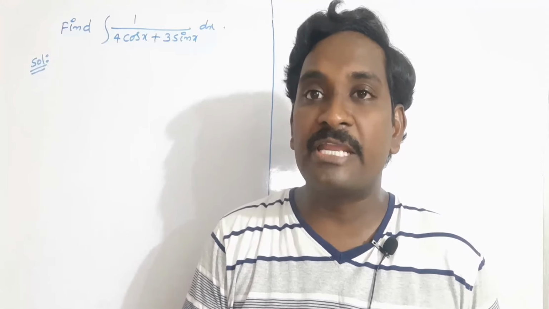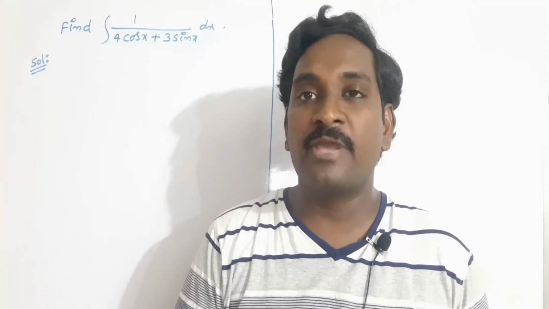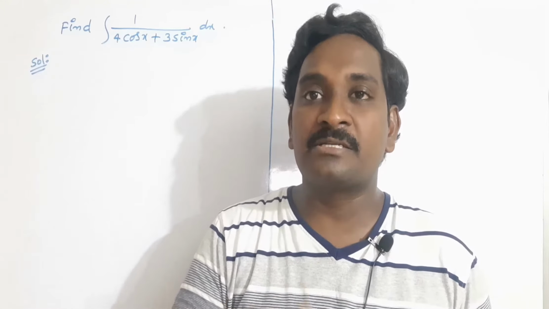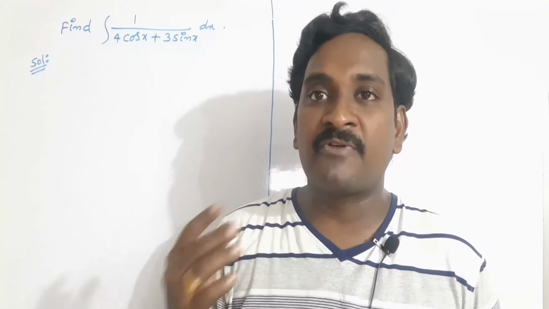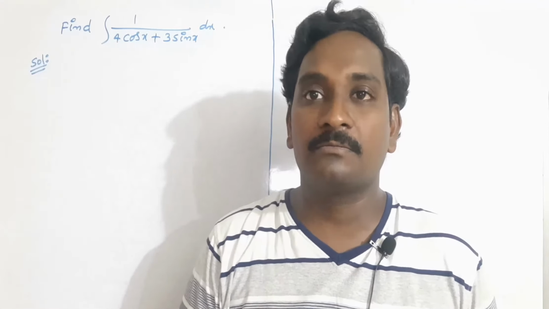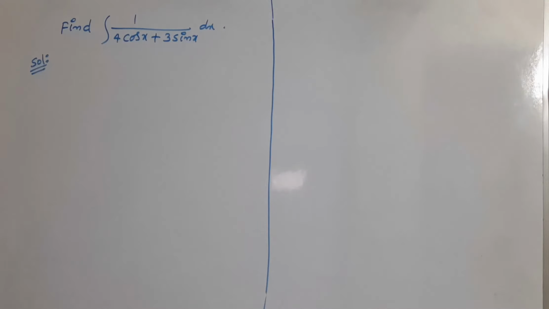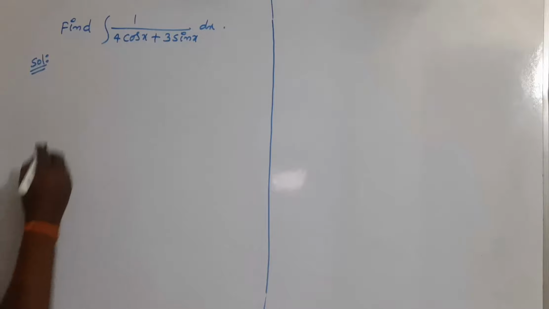First of all, we should replace the sin value and cos value in terms of tan. Already we have the formula for sin and cos in terms of tan. We should replace those values. After that, we put tan x by 2 equal to t. Okay, see this problem. So this is also one of the important problems.